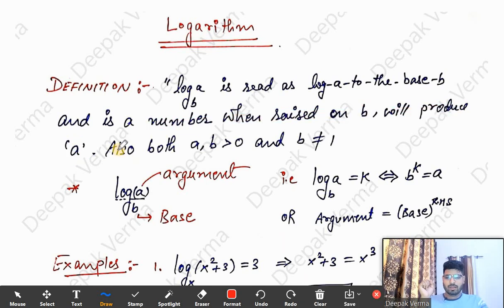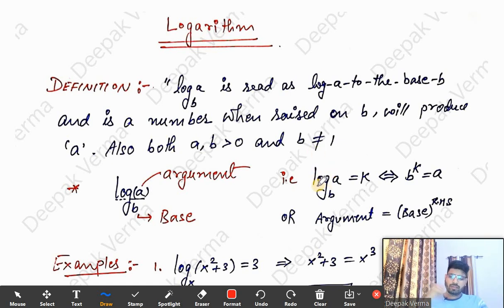Also, both a and b should be greater than 0 for the log to be defined. We are talking about the condition for log to be defined. Argument and base both should be positive. Is it clear? And the base should not be equal to 1. I hope it is clear till here.